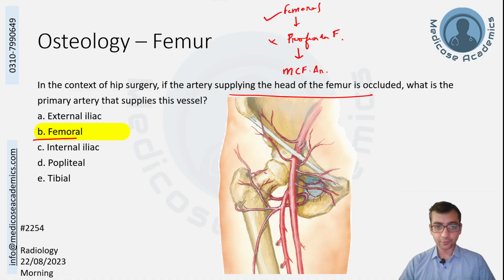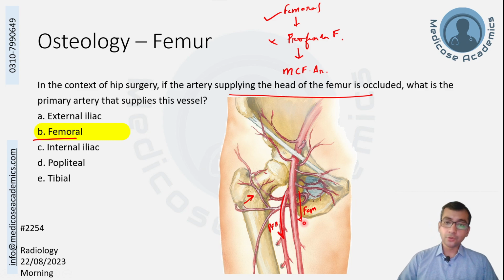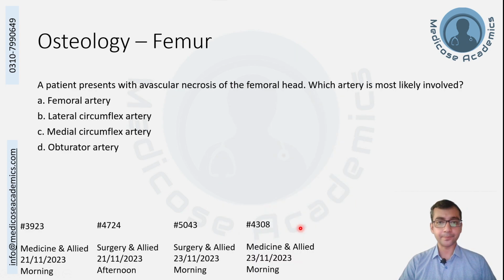As you can see, that is the profunda femoral artery, this one. Medial circumflex femoral artery is a branch of profunda femoral artery. Let me be more specific. This one is the profunda femoral artery, and this is a branch, and this is the femoral artery. So if both are given, the better answer would have been profunda femoral, but as it has not been mentioned here, you can very well opt for the femoral artery.